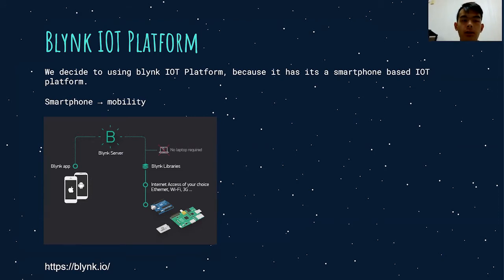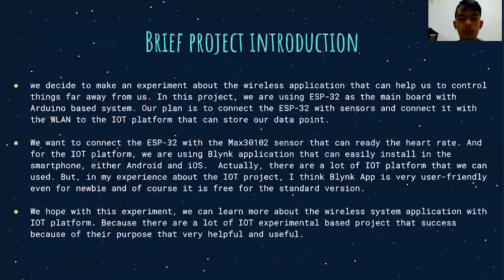So if we use, for example, 5 phones at a time, we also can read the data collected from the heart rate sensor and transferred to the Blink server, and we can easily read the data from it.